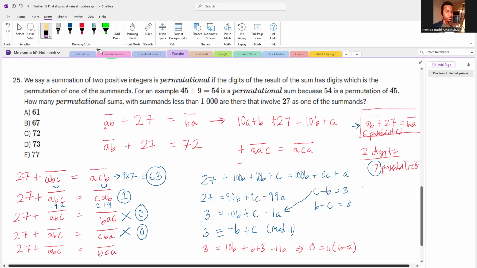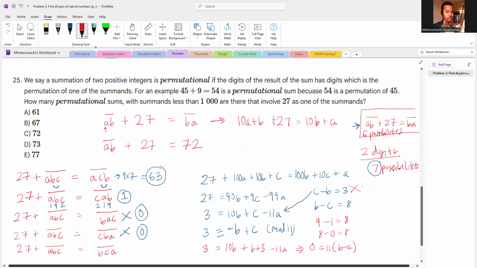So we then go straight to the case of B minus C equals 8. So basically, we cancel this out. So B minus C equals 8. So in this case, we know that we can include 0. So B can be 9. So we can have 9 minus 1 equals 8. We can have 8 minus 0 equals 8. So there are two possibilities.